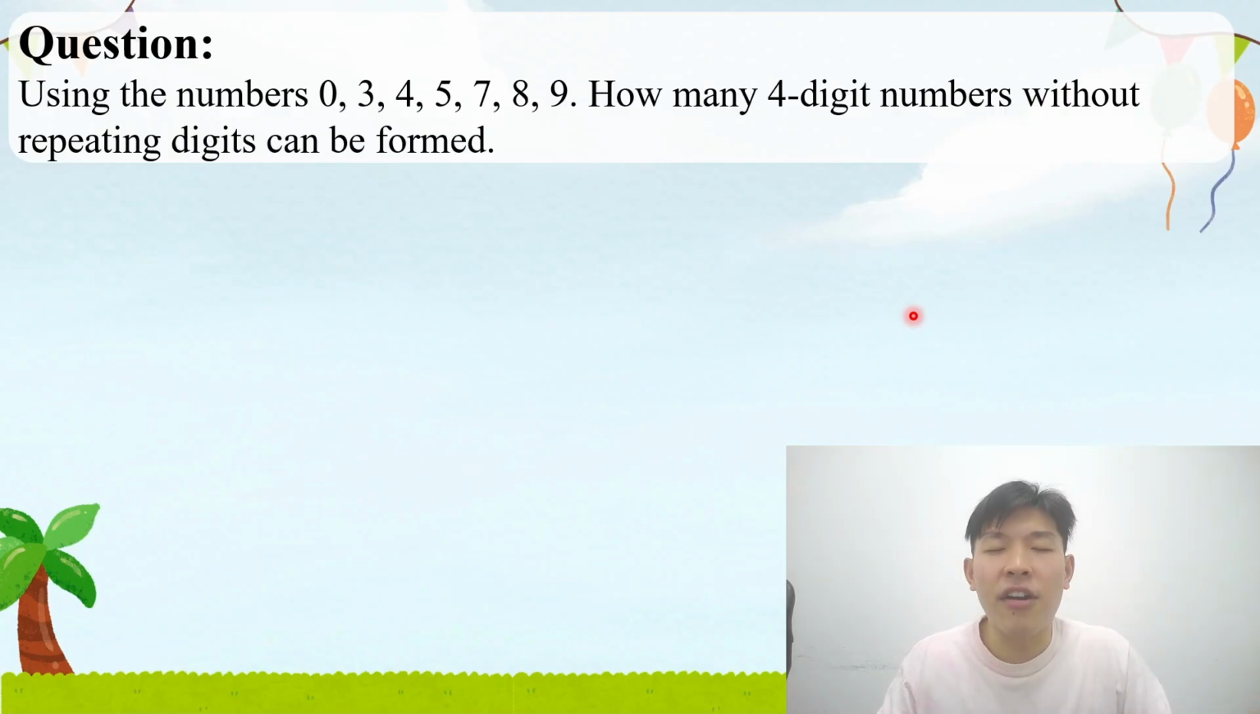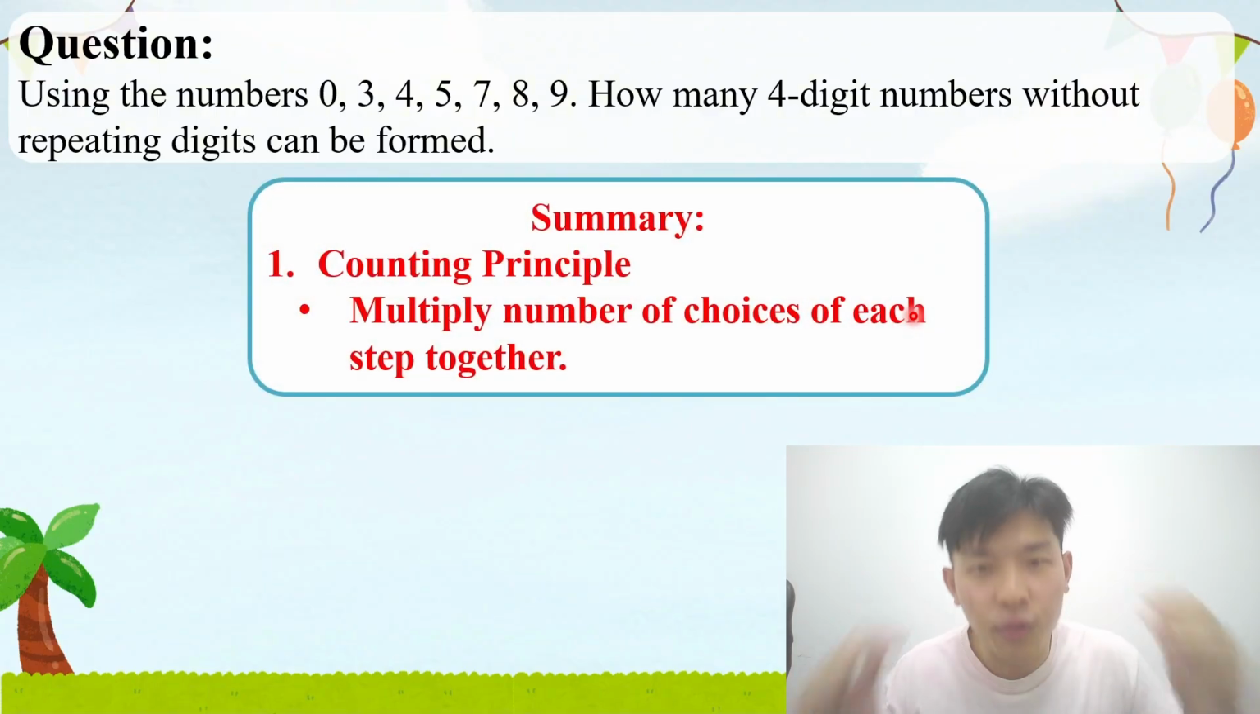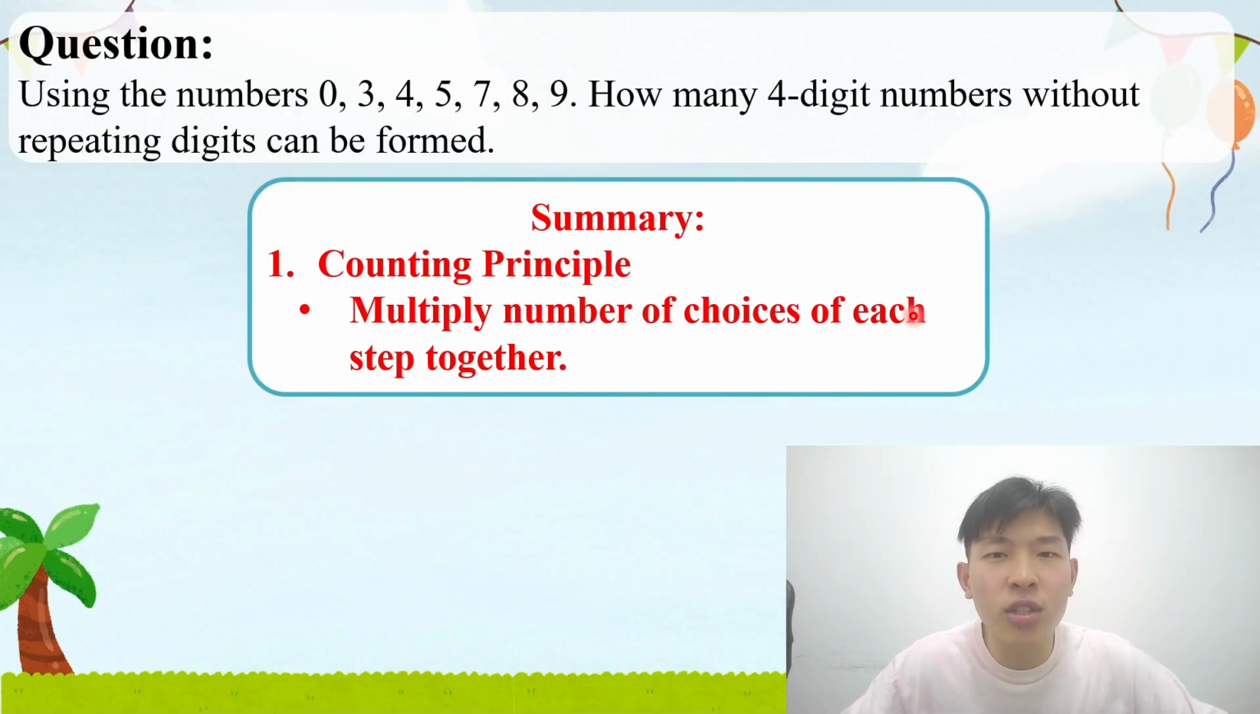Now, let's do a very, very quick summary here. The summary is the counting principle: multiply the number of choices of each step together. No matter how many choices we have, just multiply them together.